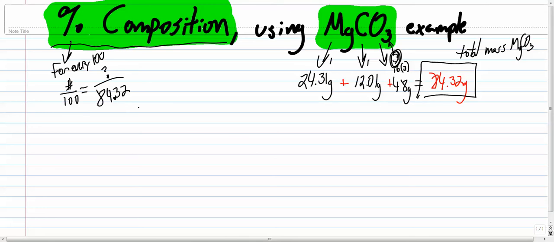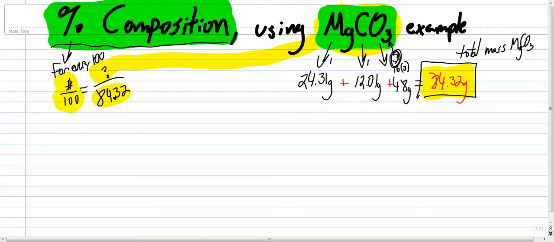I feel like I'm talking in circles a little bit here. If I get really bad, I might start over and reshoot this video, but for now I'm going to soldier on. So basically what I'm doing here is pretending that my 84.32 grams is something out of 100. That way, if I put a number in here, like maybe for magnesium, carbon, or oxygen, then I will get the percent out of 100 that that element composes in the compound.